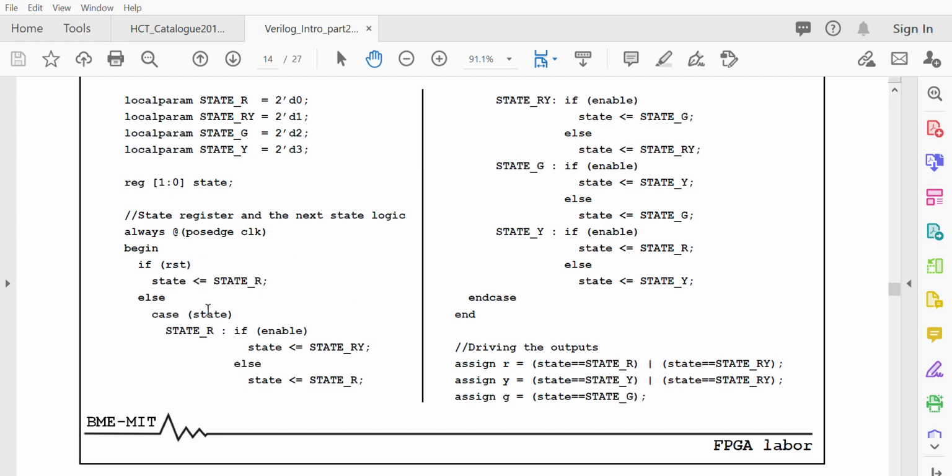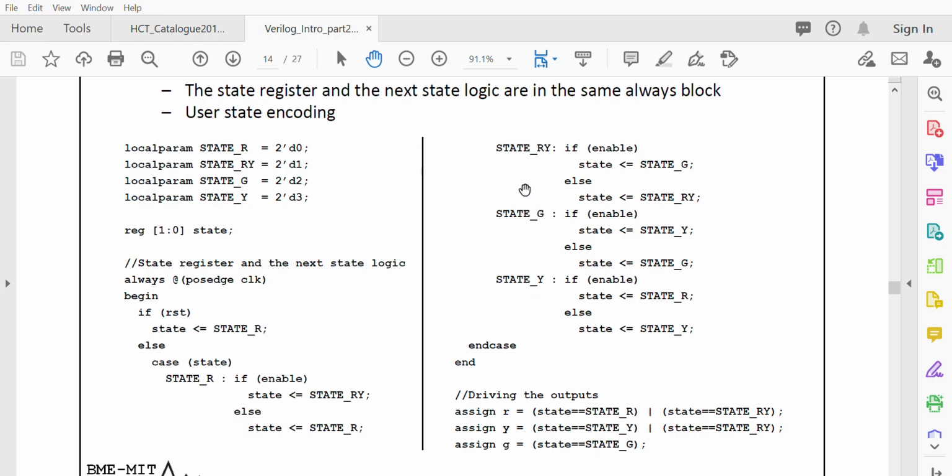If reset, state is initialized to state red. Else, case state. If it is red, then if we are allowed to change, then you go to red-yellow, right? Else, you stay in red. Next, if you are in state red-yellow, if you are enabled to change, you go to state green. Else, you stay in the same state. G, if enable, then you go to yellow. If you are in green, you go to yellow, and otherwise you stay in green. If you are in yellow, you go to red. Else, you stay in yellow.